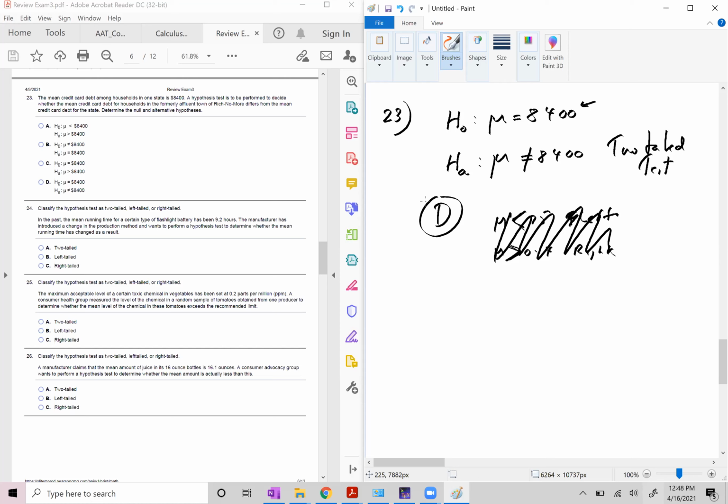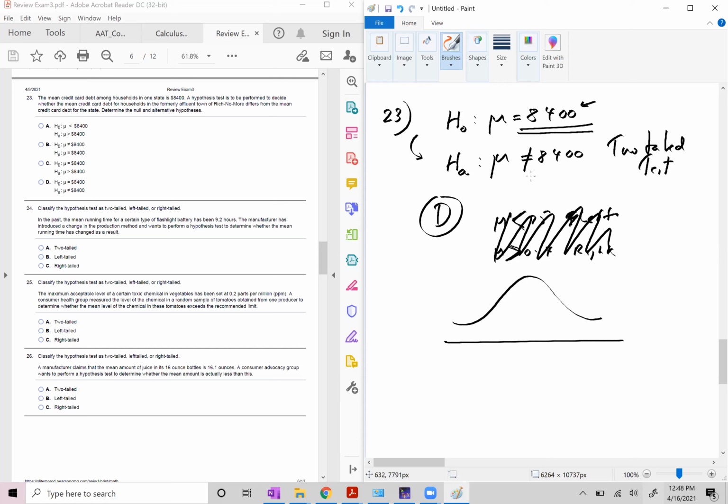Now, why is it two-tailed? Because we can reject the null and go to the alternative. The alternative is saying the mean is different from this amount, right?